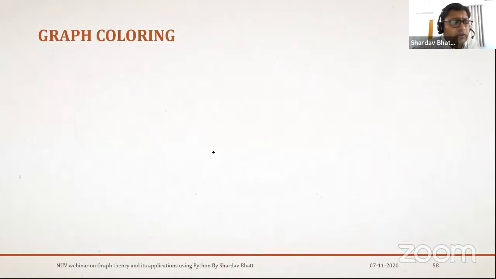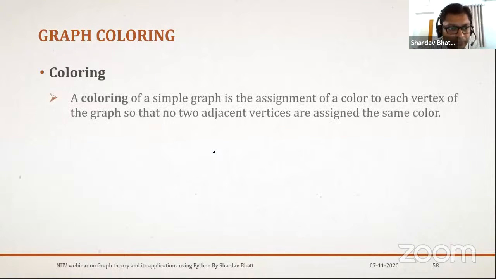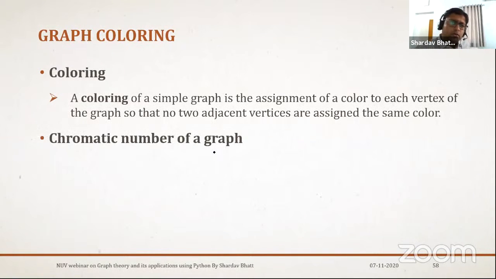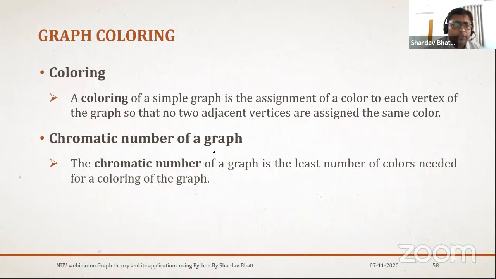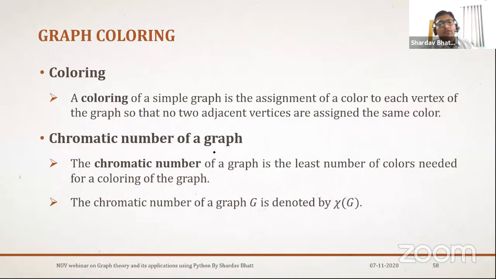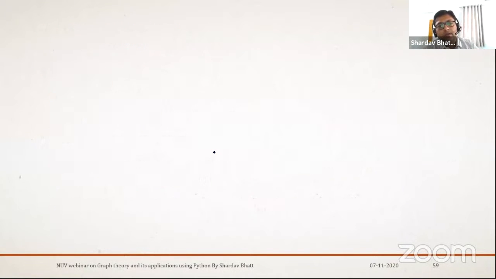But first, I would like to introduce you to graph coloring. Graph coloring is nothing but coloring the vertices of a graph in such a way that no two neighboring vertices have the same color. There is something called the chromatic number of a graph. The chromatic number is the minimum number of colors required to color a graph so that neighboring vertices do not have the same color. The chromatic number is denoted by chi of G.